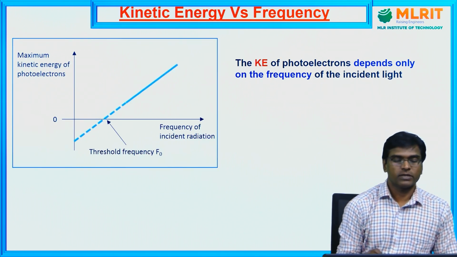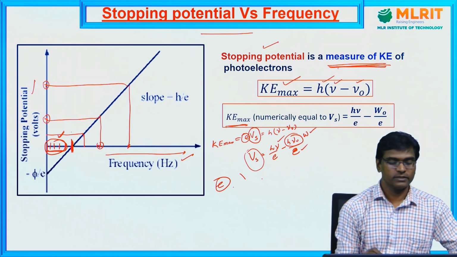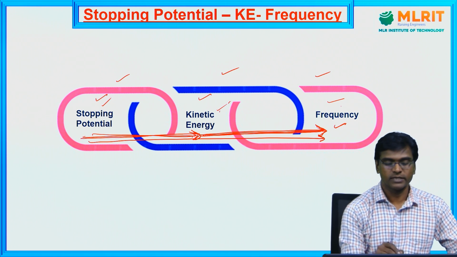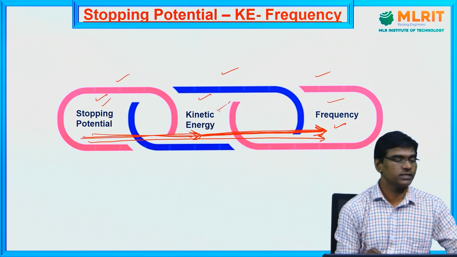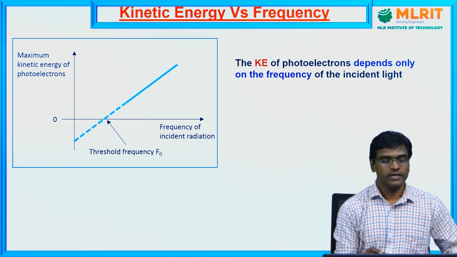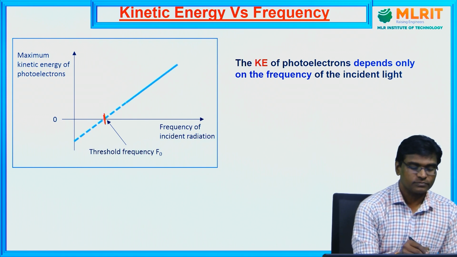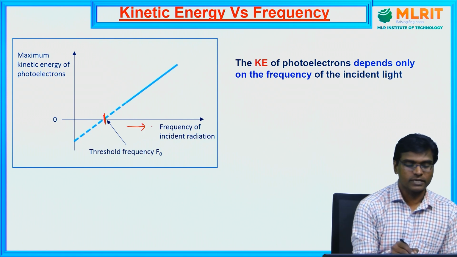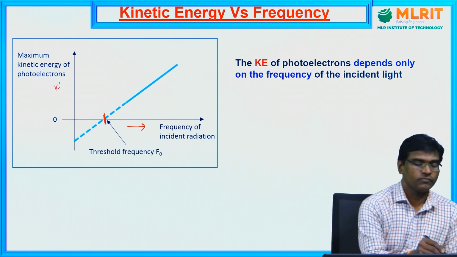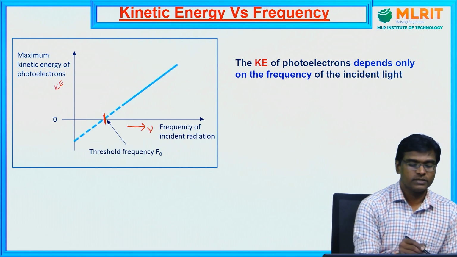Now we will look at the kinetic energy versus the frequency. In the previous slide we have seen that kinetic energy depends on the frequency of the incident radiation. Here you can see frequency on the x-axis and the kinetic energy on the y-axis. So there is a cutoff frequency.